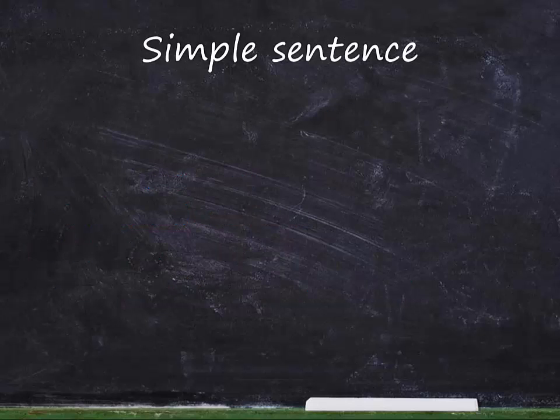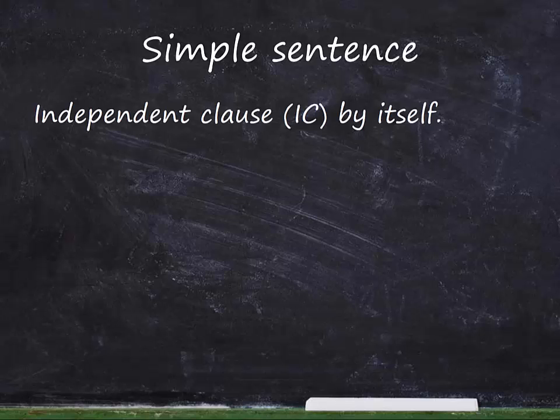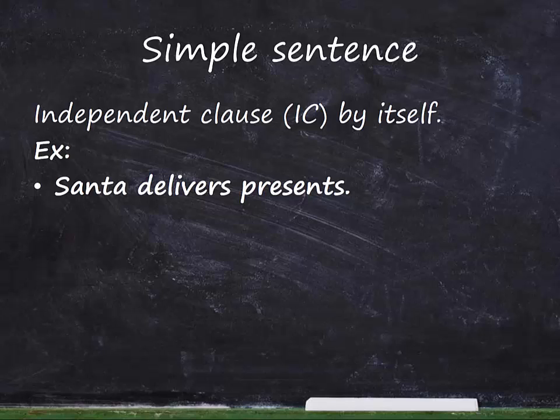Don't be fooled by the name of this one. A simple sentence is one independent clause by itself, like this one. Santa delivers presents. Take a moment to identify the subject and verb. Remember, we color code subjects blue and verbs red. Not only is this a single independent clause, but it's also literally simple, only 3 words.